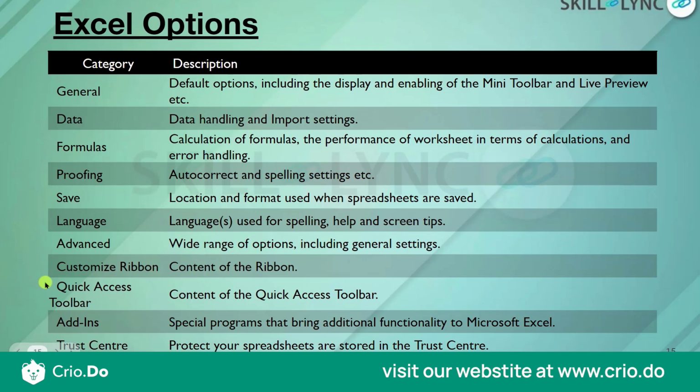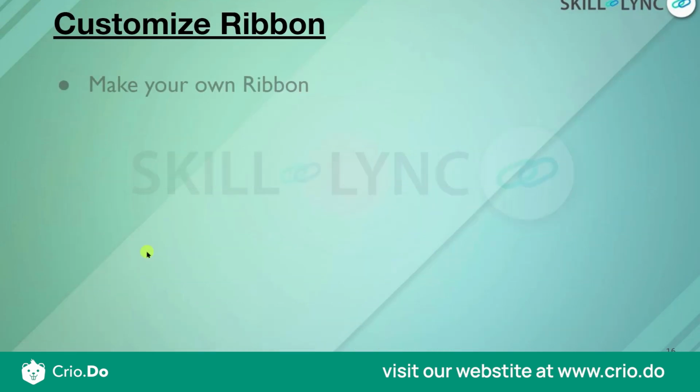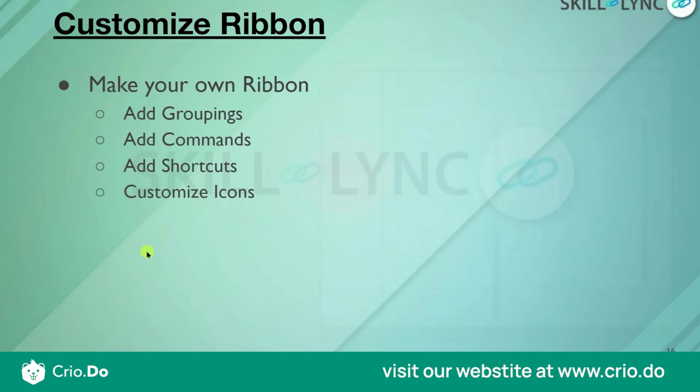We have covered the different categories. We are left with just one category, that is customize your ribbon. So how can we customize the ribbon? Let's see that also. What we can do with customize ribbon is make your own ribbon: how you can add groupings, add commands, add shortcuts, and customize icons.